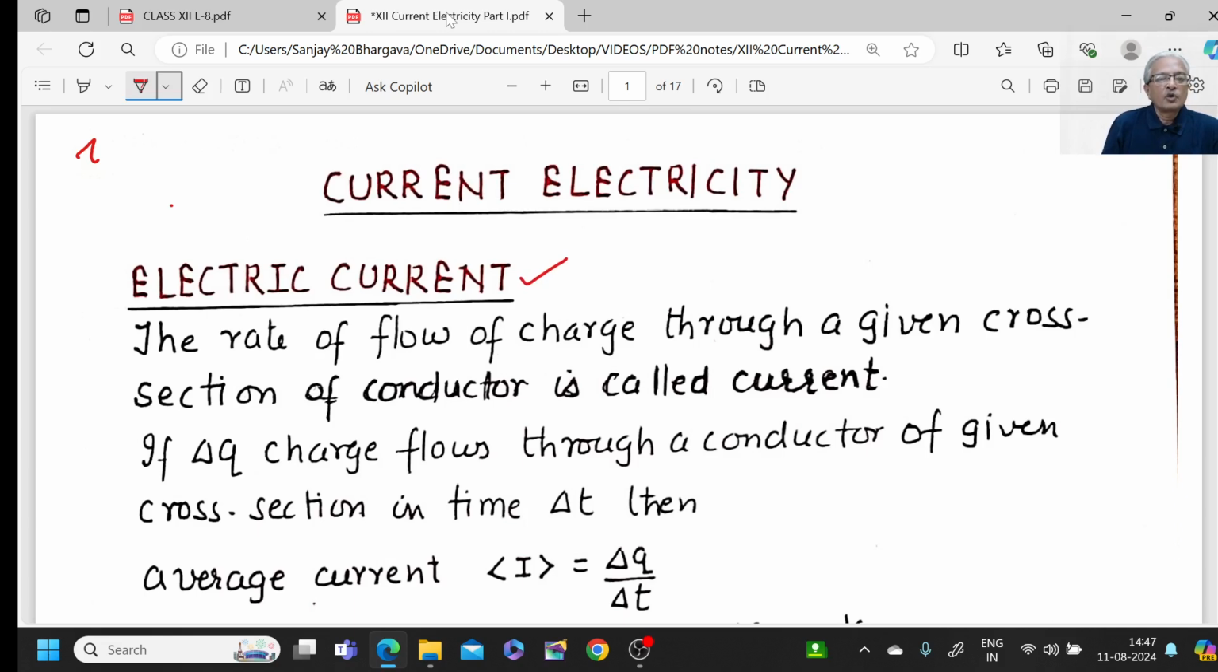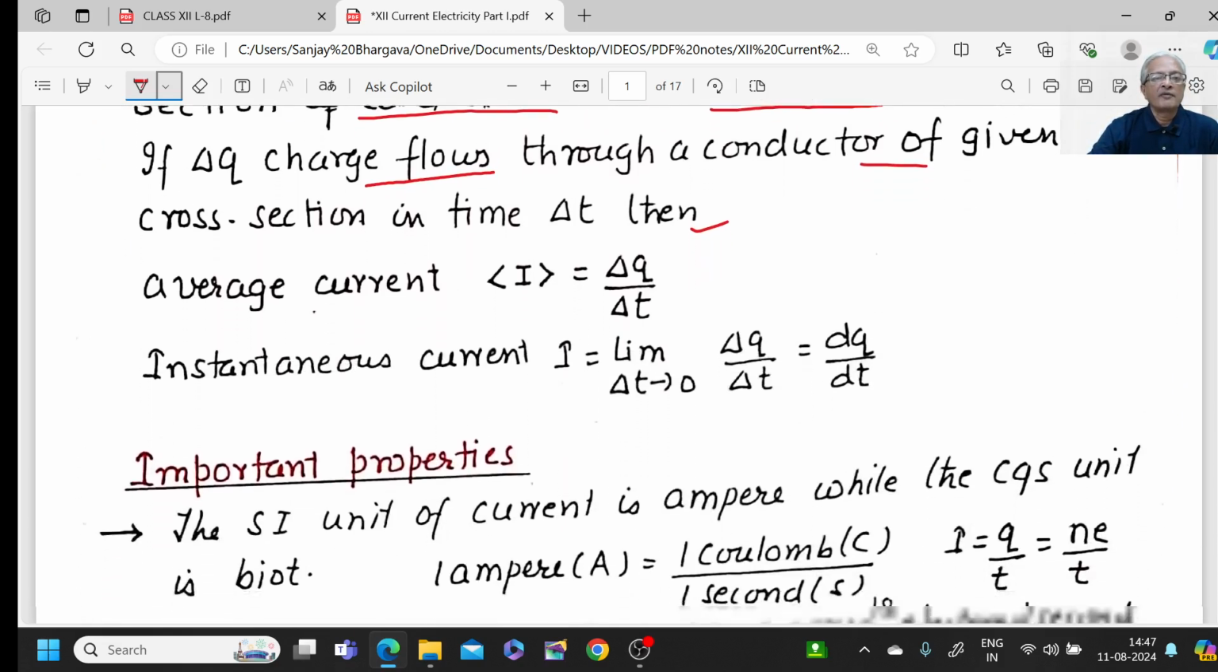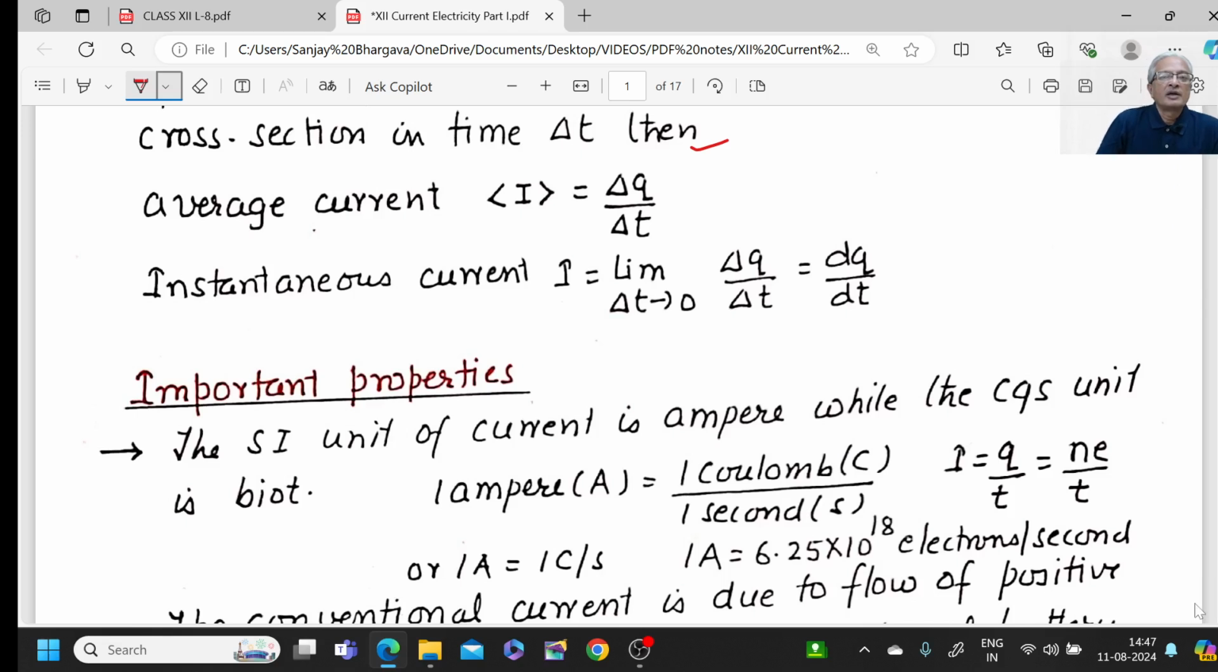Electric current, how do we define it? The rate of flow of charge through a given cross section of a conductor is called electric current. If delta Q charge flows through a conductor of a given cross section in the time delta T, then average value of current is given by delta Q by delta T. Instantaneous current I would be given by limit delta T tending to 0 delta Q by delta T, which can be written as dQ by dt.